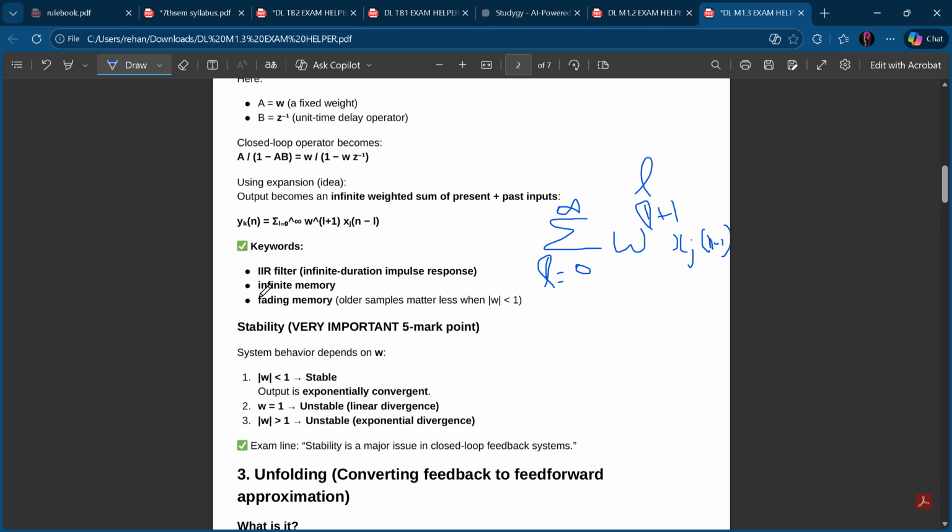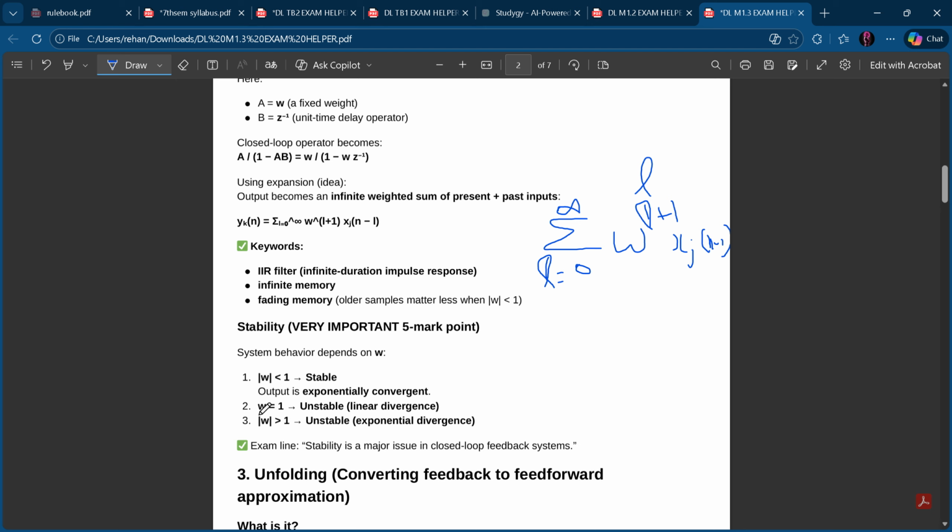Simple. The keyword you have to remember, IIR is two words: infinite duration, that is one I, then impulse response, infinite memory, fading memory, older samples matter less when the magnitude of W is less than 1. What is W? That is stability. So if mod W is less than 1, then it is stable, and the output is exponentially convergent.